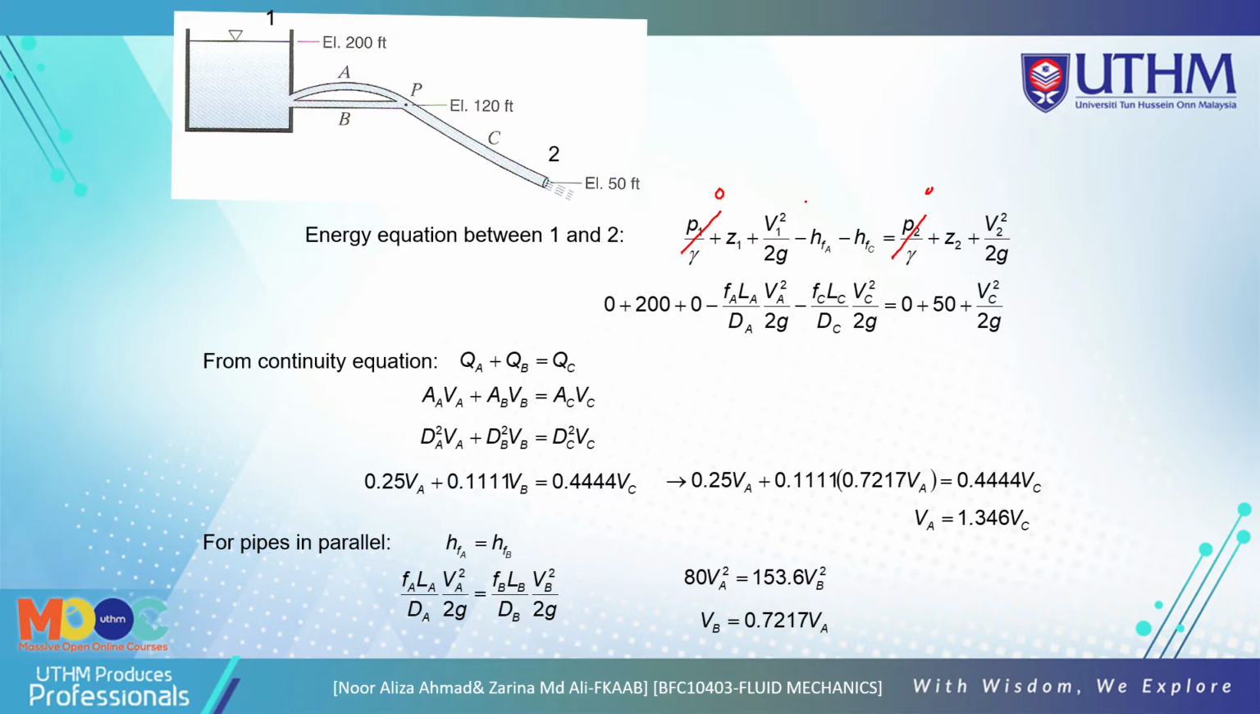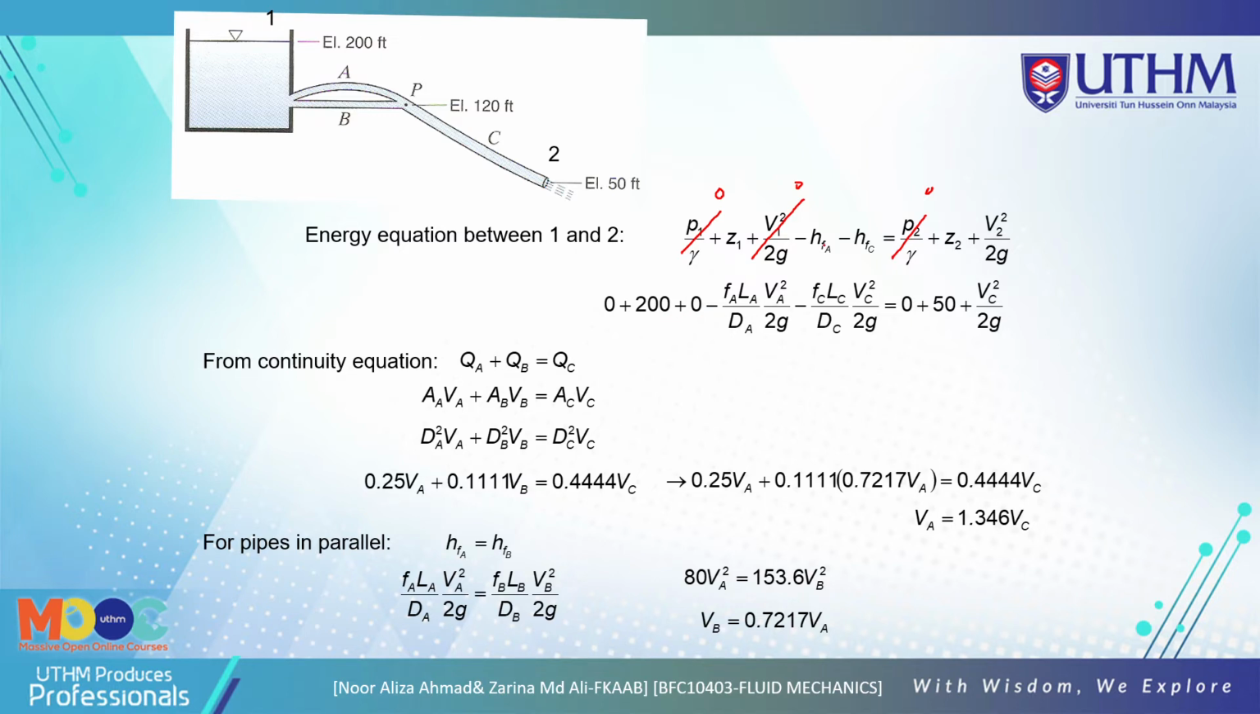And the V1 is also 0. And the VC, this is at the VC, so they have no 0 here, because they have the velocity at this pipe here. So VC. So they have Z1 to Z2, based on Z2. So Z1 is 200 here.